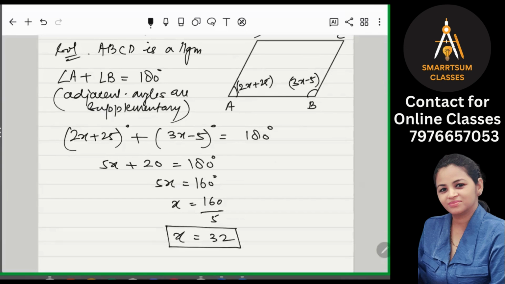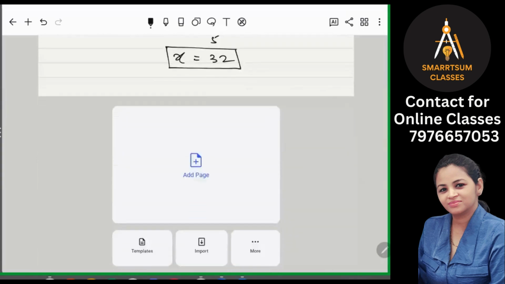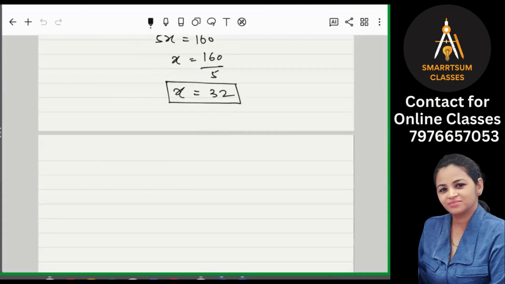X is 32, right? Now we can find the value of all the angles, measurement of all the angles, right? So angle A is your 2x plus 25. 2x plus 25 means 2 into 32 plus 25, right? Getting it? Okay.